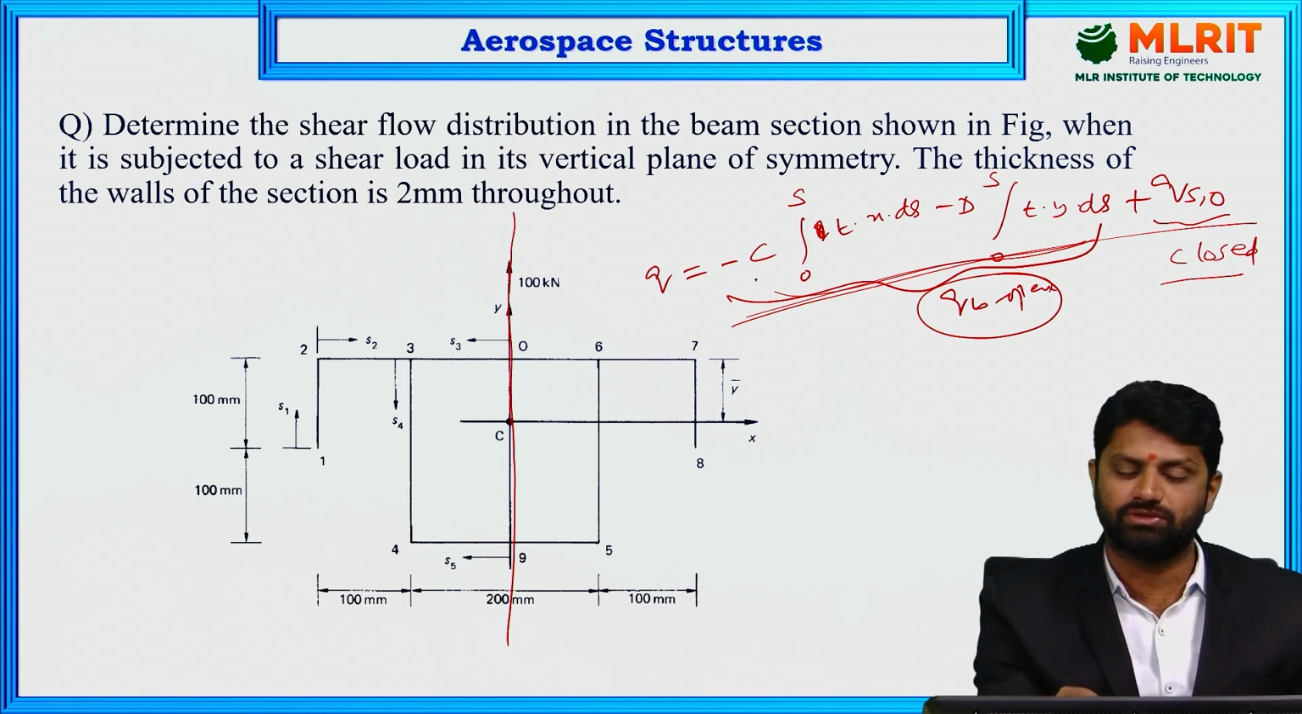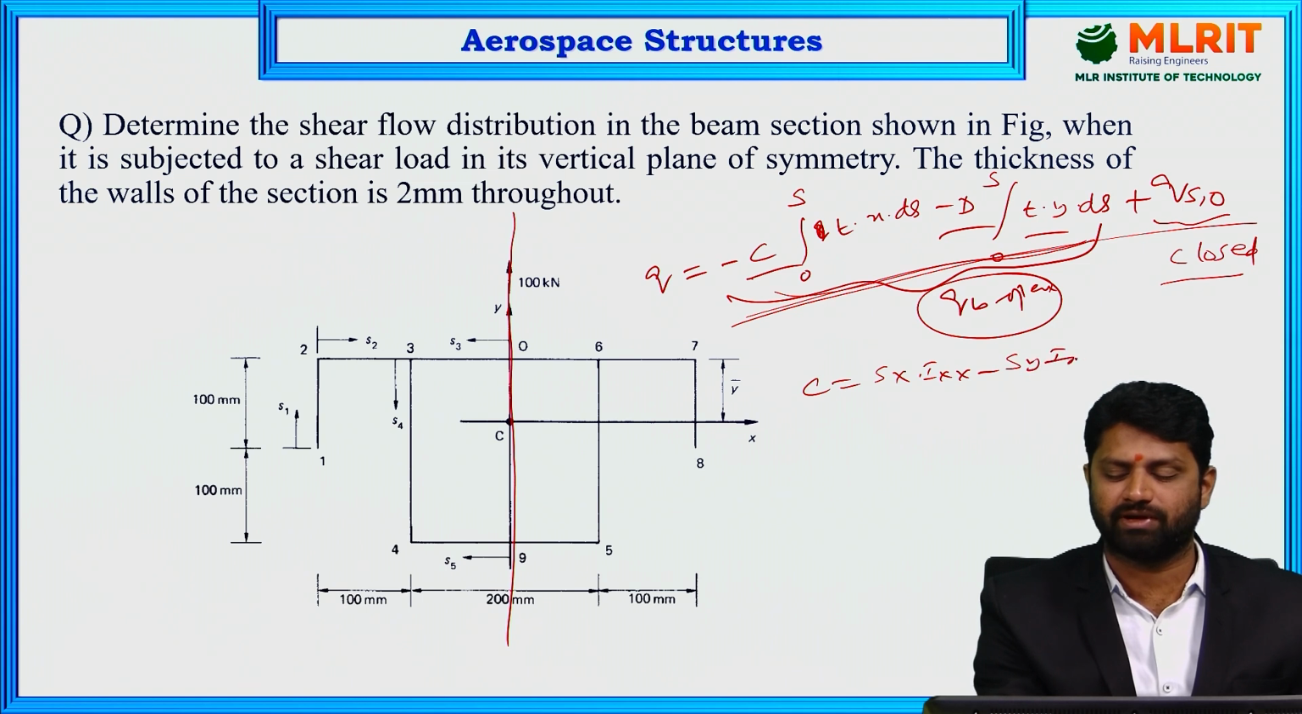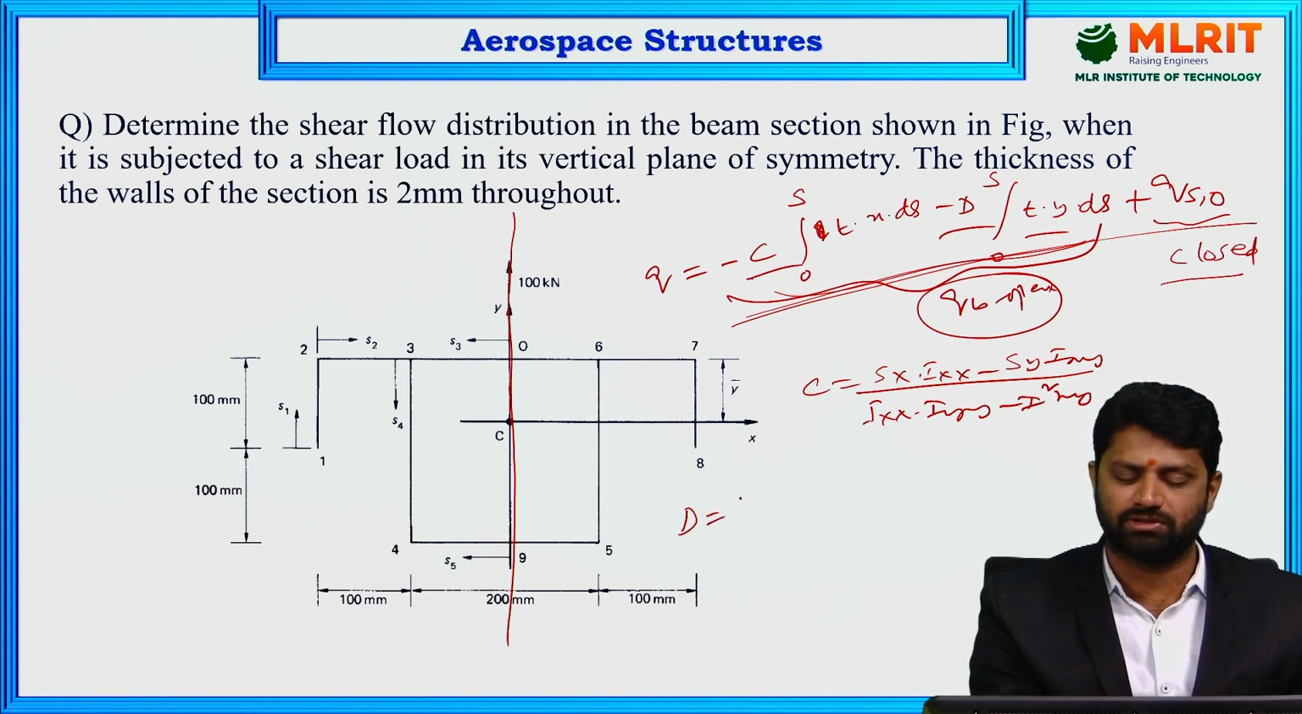And here we use C and D, and C and D are nothing but the constants, where C is nothing but (Sx Ixx minus Sy Ixy) divided by (Ixx Iyy minus Ixy squared), that we have derived in the previous sessions. And then the constant D is nothing but (Sy Iyy minus Sx Ixy) divided by (Ixx Iyy minus Ixy squared). Okay, so this is the constant D.